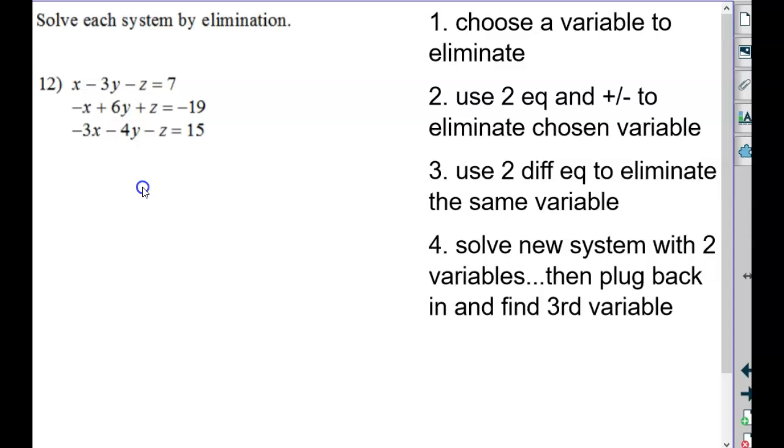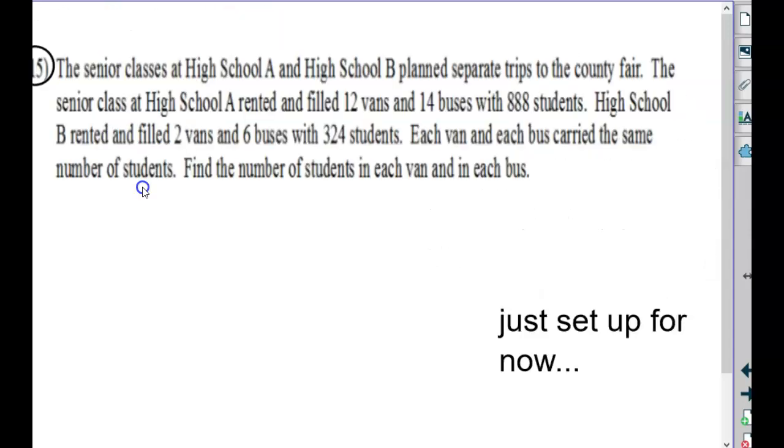Hey, those are miserable to do by hand, and that's what matrices were invented for, so we're going to not do these by hand because we're just not going to spend time on that. Is that okay with everybody? So we are skipping all the way down to the word problems.